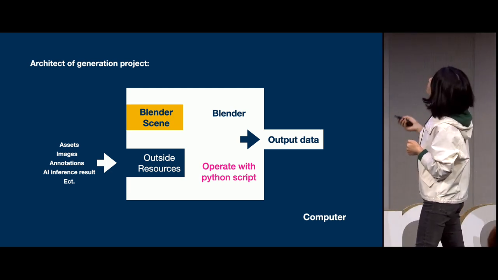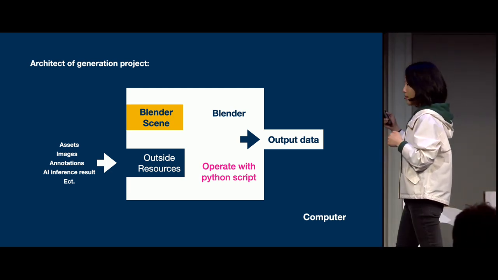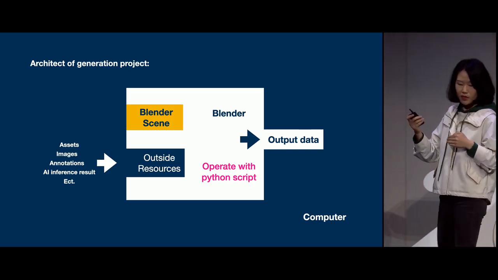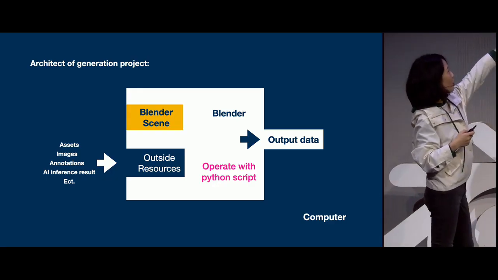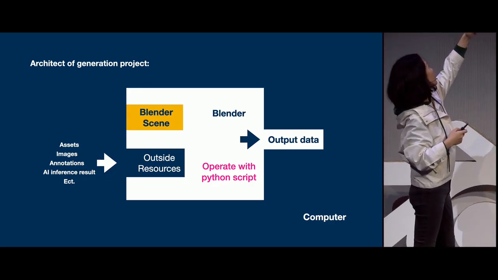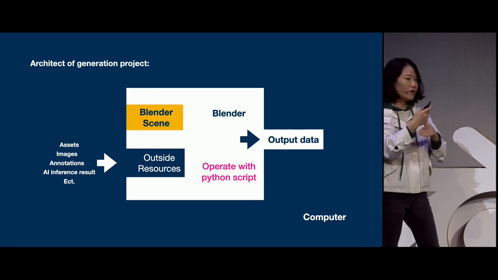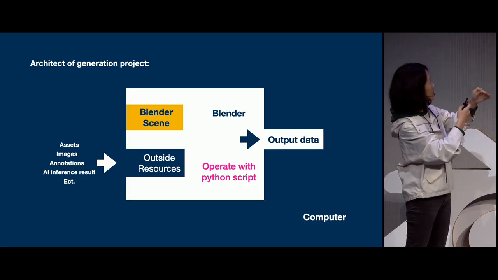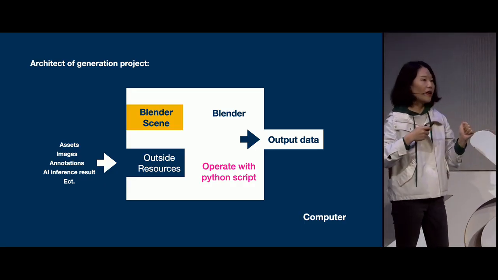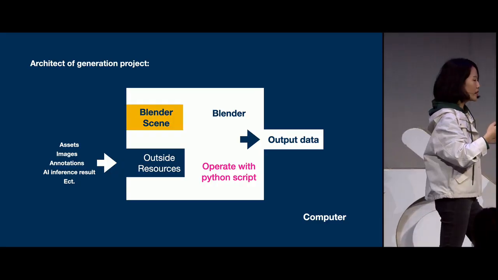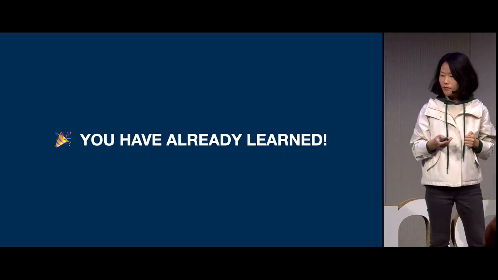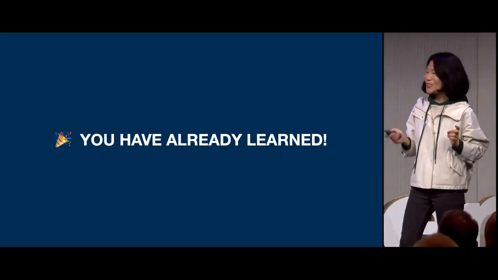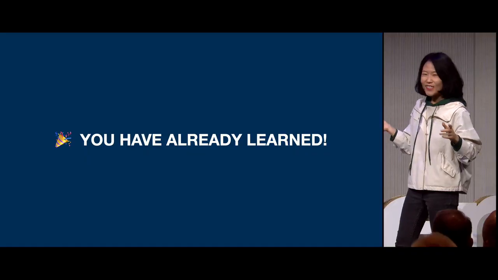Here is another view, a higher and more abstract view to understand this generation process. In this computer environment, Blender can operate between the Blender scene and some on-site resources to execute a lot of things and output the data. Exactly how Blender is going to do this will be defined in this Python script. Great. Now you already know how to do the synthetic data generation work.